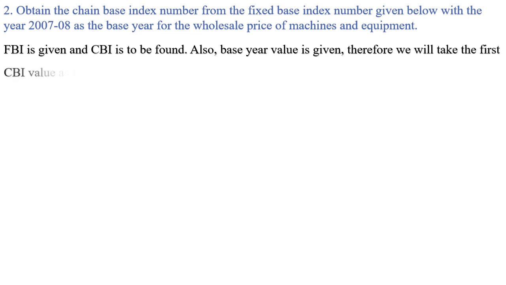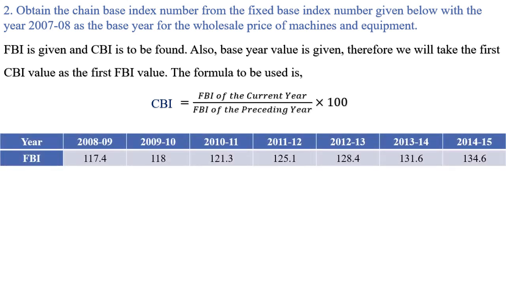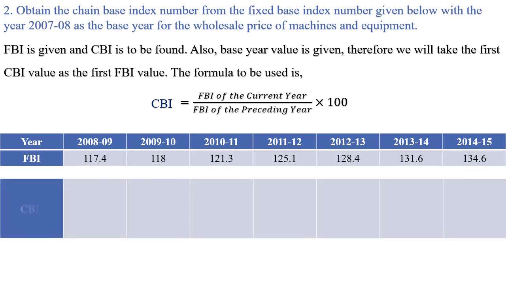Therefore, we will take the first CBI value as the first FBI value, and the formula which we are going to use is CBI is equal to FBI of the current year divided by FBI of the previous year or the preceding year into 100. The data is also here, the years, the FBI values, all are there. What we need to do here is draw a table for the CBI value. The first value of the FBI is going to be same as the first value of CBI. So this value we will just copy it here. Next, we have to divide the current FBI with the preceding FBI into 100. So 118 upon 117.4 into 100.